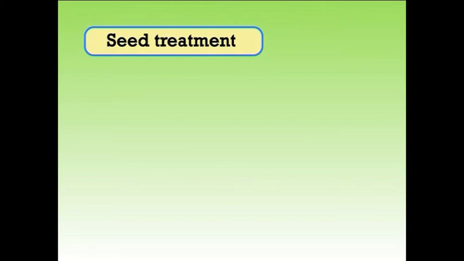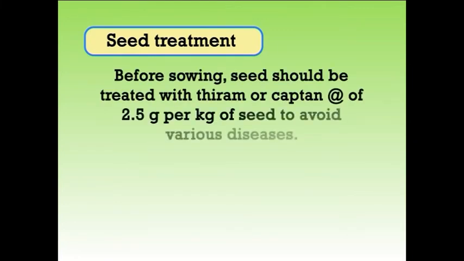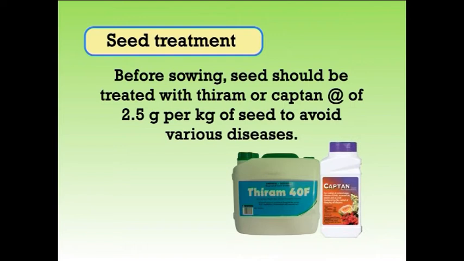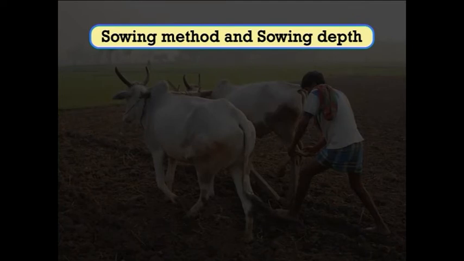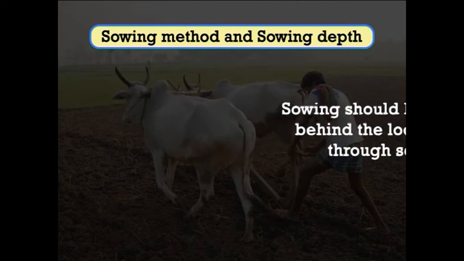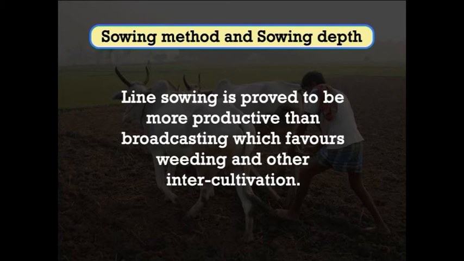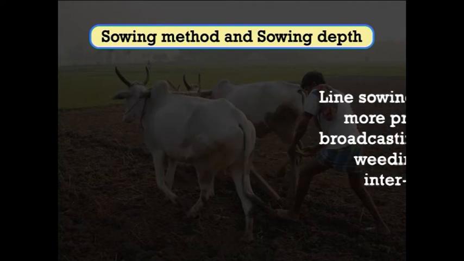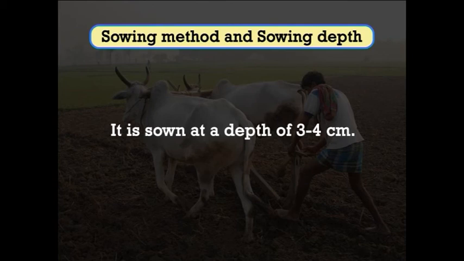The seed treatment. Before sowing, seeds should be treated with Thiram or Captan at the rate of 2.5 gram per kg of seed to avoid various diseases. Sowing method and sowing depth. Sowing should be done either behind the local plough or through a seed drill. Line sowing is proved to be more productive than broadcasting, which favors weeding and other intercultivation. It is sown at a depth of about 3 to 4 cm.